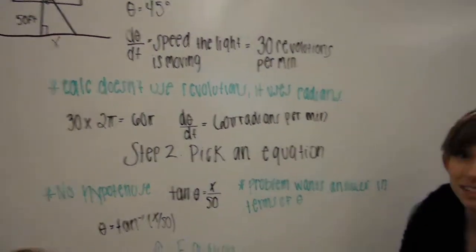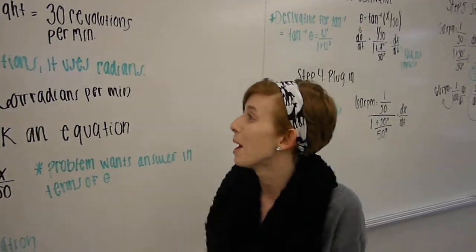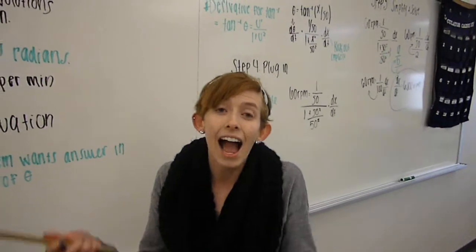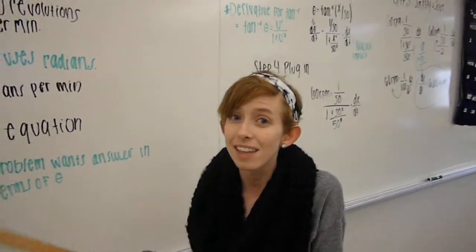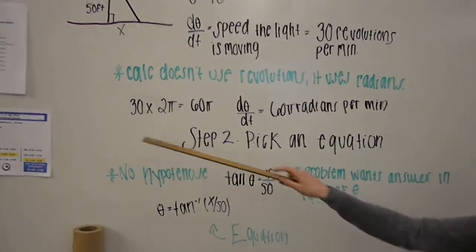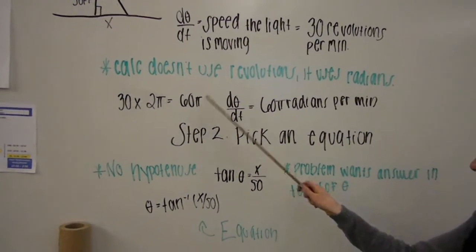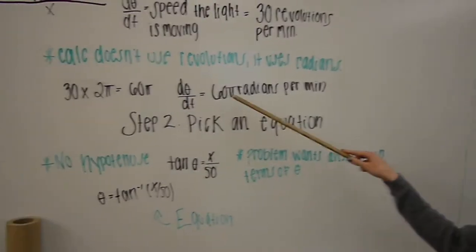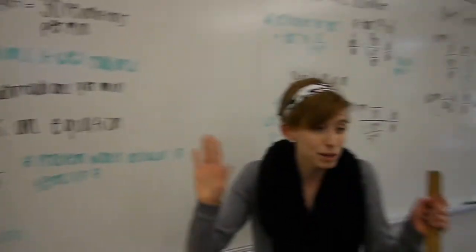Now you might think, awesome, I have d theta dt. You're wrong, you actually don't, because you're not allowed to use revolutions in calculus. Why? I don't know, but you're not. So you have to change it into radians. Now how do we do that? We multiply by 2 pi. So you're going to take 30, multiply it by 2 pi and you're going to get 60 pi. So officially, your new d theta dt is 60 pi radians per minute. So officially we finished step 1.